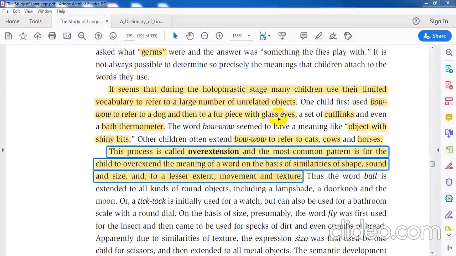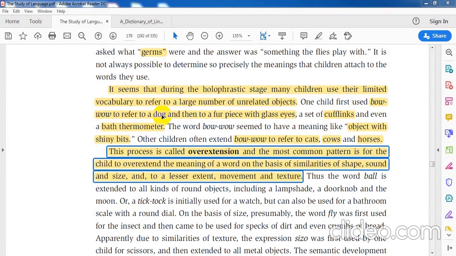To further detail the development of semantics, it is again important to remember what we talked about earlier in the previous video, I guess. It is the holophrastic stage. During the holophrastic stage, the child uses a very limited vocabulary to refer to a larger number of unrelated objects. One child may use bow wow, you see, to refer to different things.